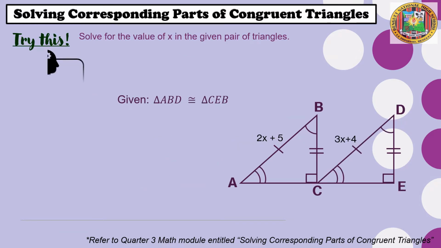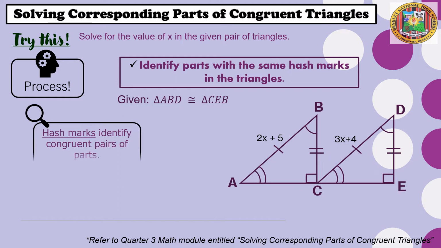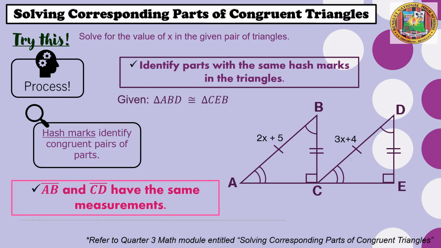Let us process what we know. When we identify the parts with the same hash marks, we are identifying congruent parts in the triangles. And since sides AB and CD have the same hash mark, then that means they are congruent and will have the same measurements.